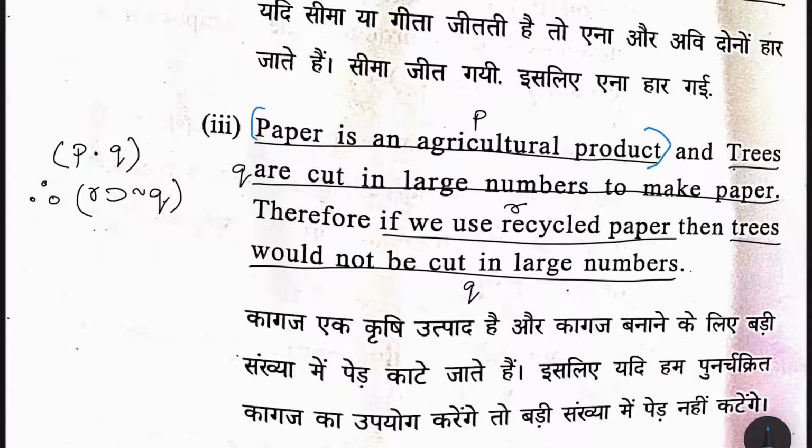Now moving to the next part, we have paper is an agriculture product. So this one is taken as P. Trees are cut in large number to make paper. So this is taken as Q. And the conclusion here is if we use recycled paper, so again this is altogether new, तो इसीलिए हमने R लिया है. Then trees would not be cut in large number. Trees are cut in large number, so इसी का आपका negation हो जाएगा. So R horseshoe negation of Q. So this is the third question.